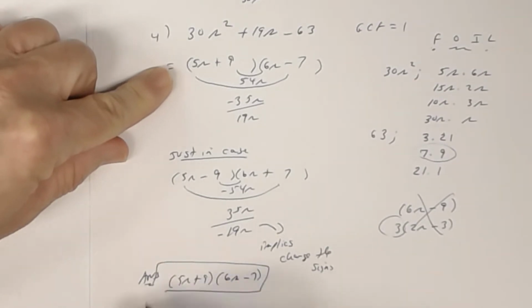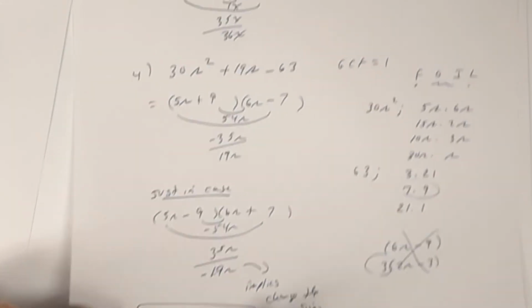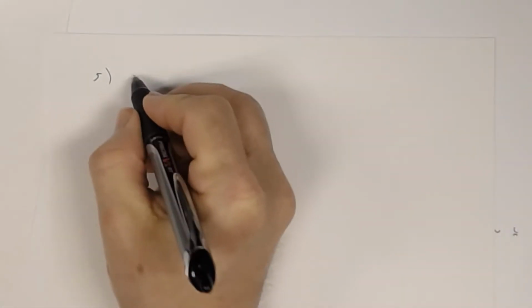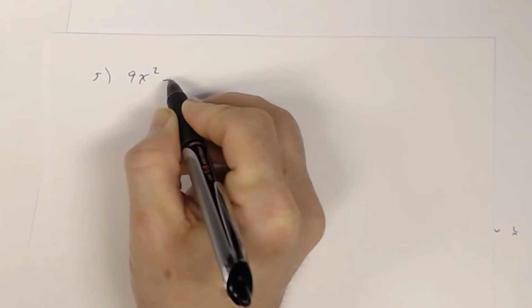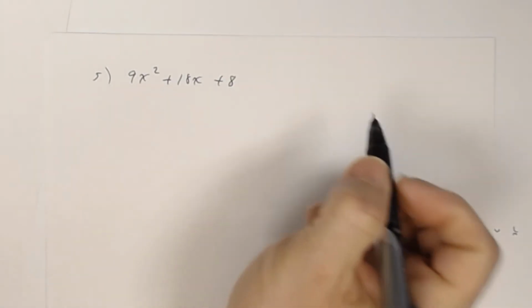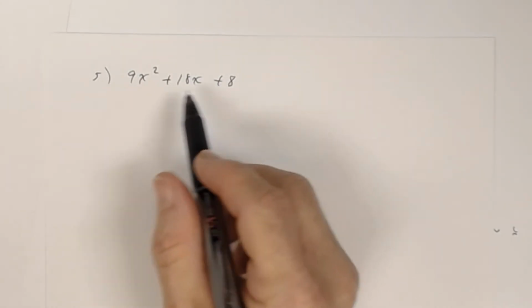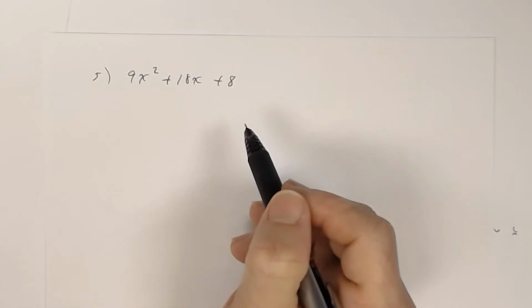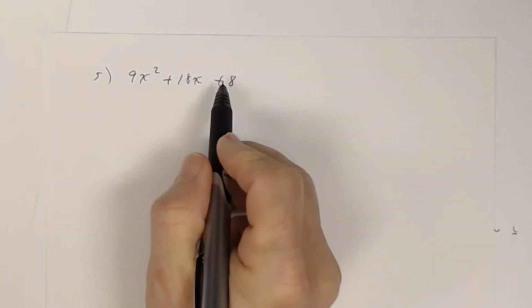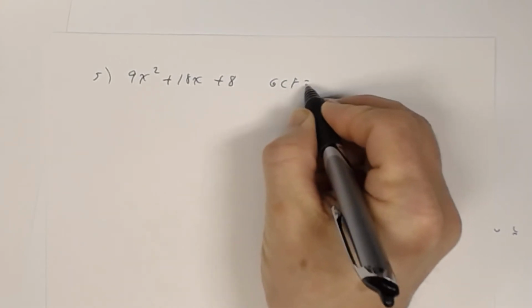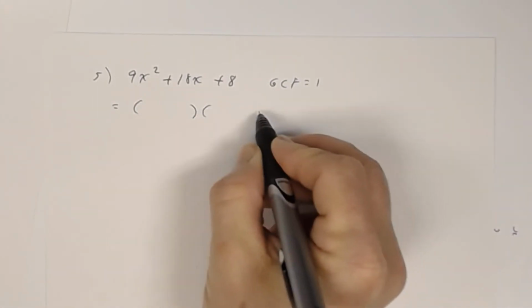Okay? All right. Okay, now let's look at number 5. We have 9x squared plus 18x plus 8. All right. So this is not a difficult one either, because the last sign's positive. Although 9 and 8 are not prime, there aren't that many factors of those. So it's manageable. But again, the GCF of all those three terms is 1. So we're going to go directly to the two binomials.